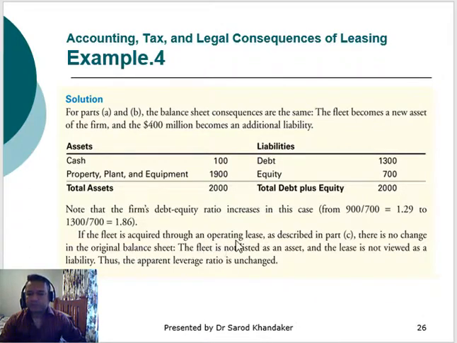If the fleet is acquired through the operating lease, as described in part C, there is no change in the original balance sheet. If the company decides to go for the operating lease, there will be no change in the balance sheet because it uses the lease payment as an operating expense, and the new fleet of ships is not included in the balance sheet as an asset. So for accounting purposes, the balance sheet remains the same.